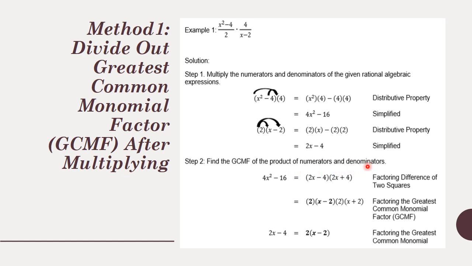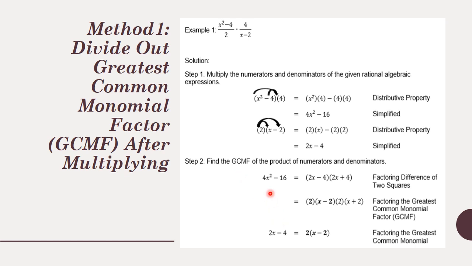First is the numerator, so we have 4x squared minus 16. This is equal to 2x minus 4 times 2x plus 4, factoring the difference of two squares. Now we're going to factor out the greatest common monomial factor, or the GCMF. We take out 2 from each binomial, so we have 2 times x minus 2 times 2 times x plus 2.